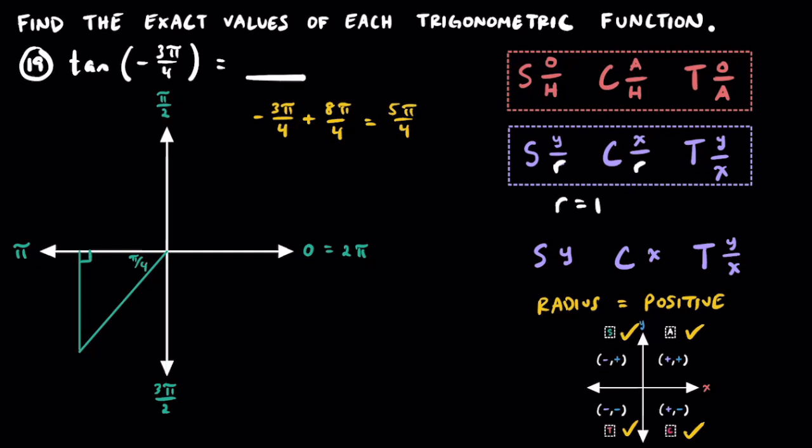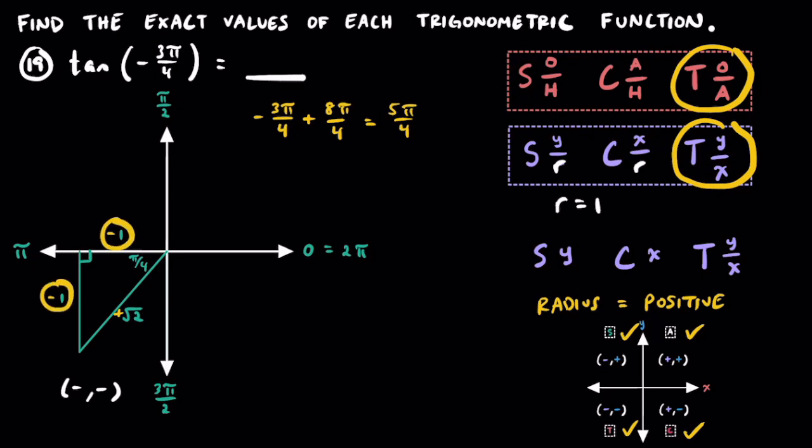And that's going to be a 45, 45, 90 triangle. So we have the ratios of 1 to 1 to root 2. And if we're in quadrant 3, we have a negative x value and a negative y value. So we know that this is going to be a -1 and this is going to be a -1, and our radius is always positive. So if you go ahead and take tangent, that's O over A or y over x. And so we're going to say this is going to be the y value over the x value. Now, -1 over -1 is really just going to simplify down to being +1.